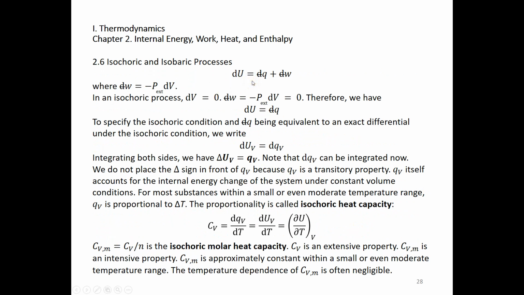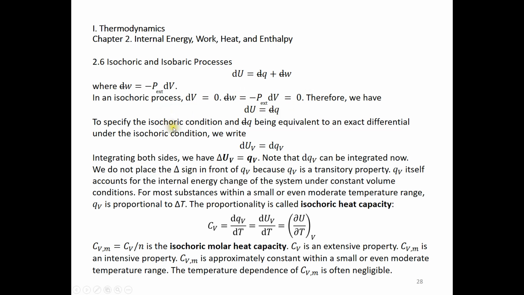Again, dU is equal to dQ plus dW, and dW is equal to negative P external dV. Therefore, in the isochoric process, dV is 0 and dW has to be 0. Again, there's no expansion or compression. There is simply no expansion work. Therefore, dU is equal to dQ.